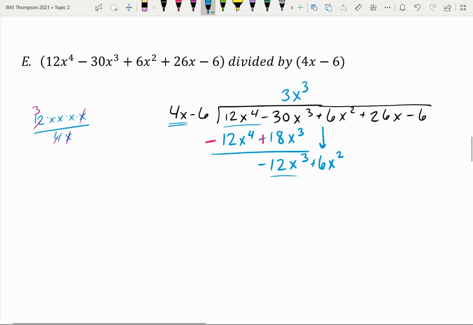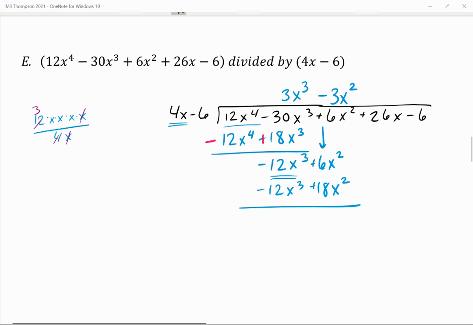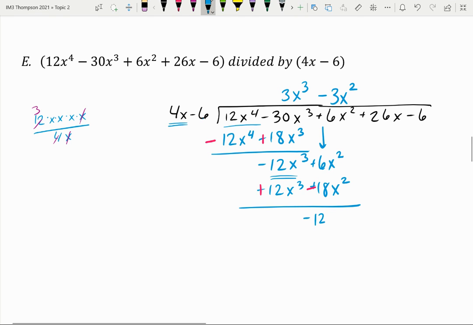4x into negative 12x cubed is negative 3x squared. And I distribute negative 3x squared times 4x, and then negative 3x squared times negative 6. Change the signs and add down. Bring down the 26x and then start dividing again. 4x into negative 12x squared brings me a minus 3x.